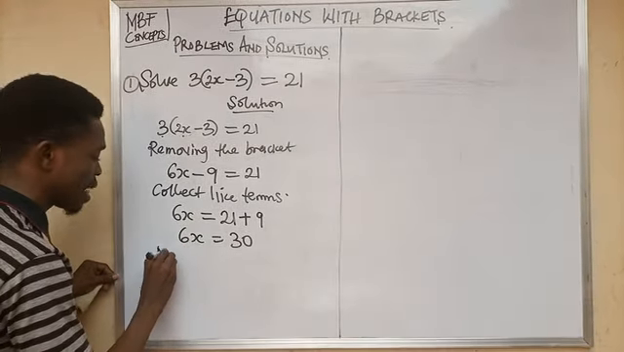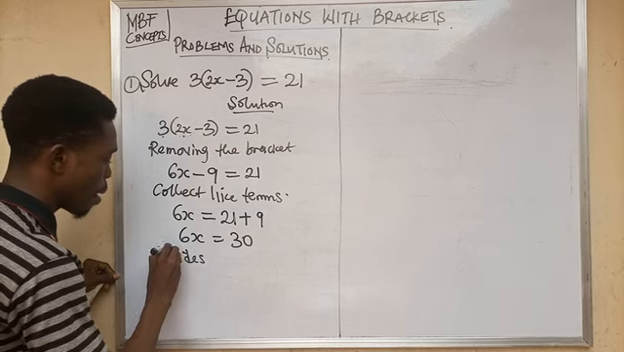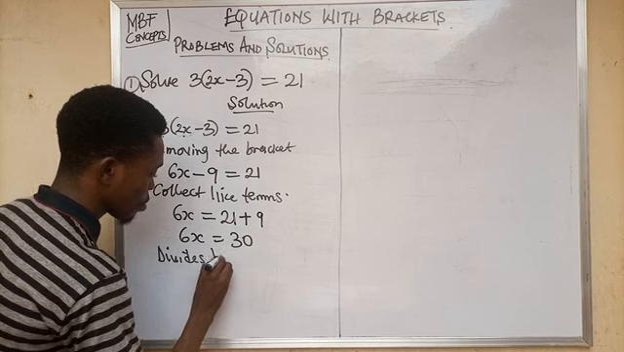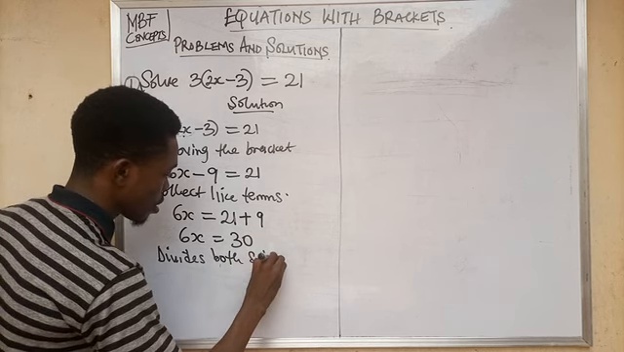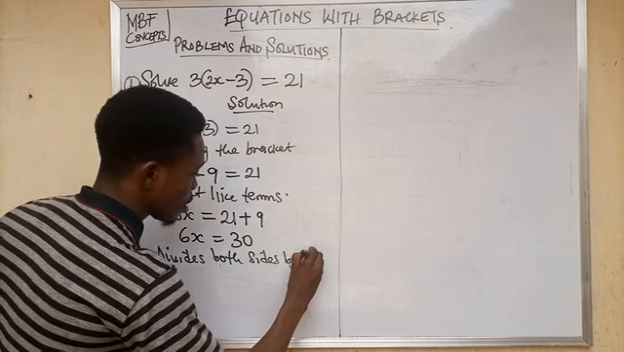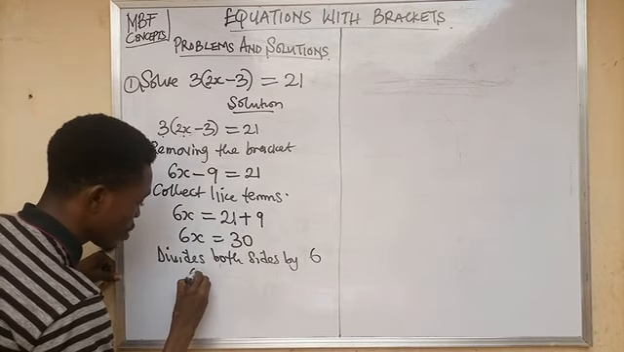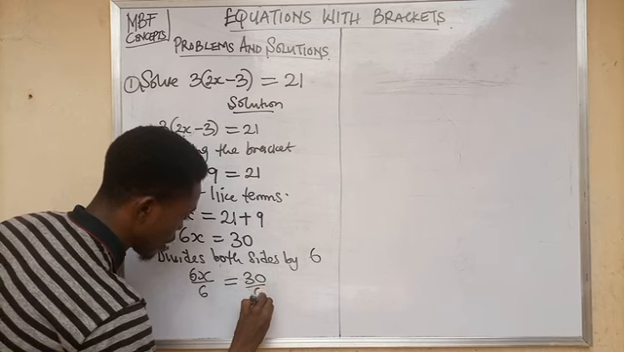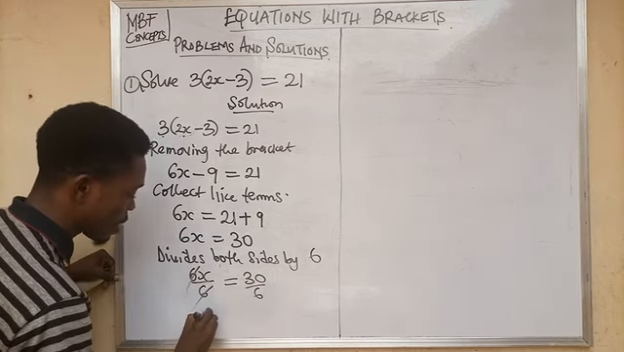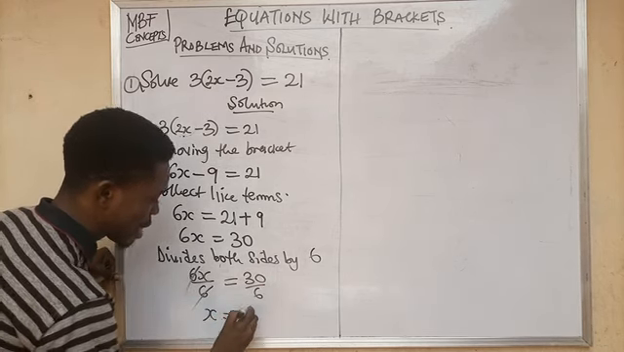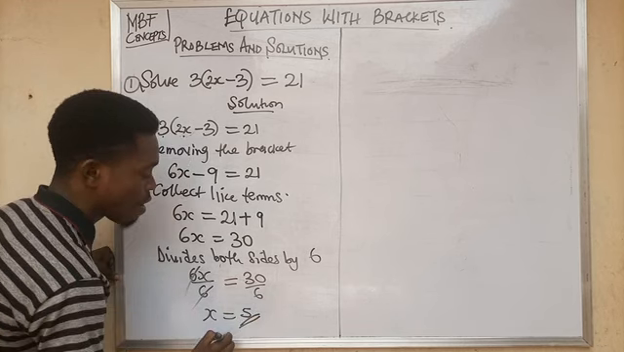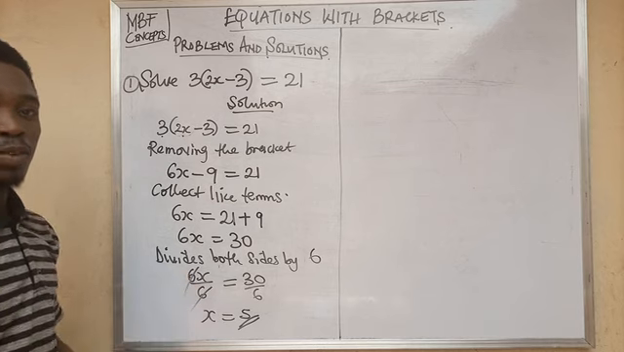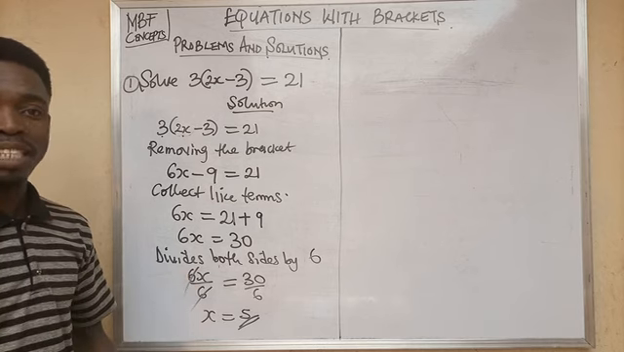We are quickly going to divide both sides by the coefficient of x. Divide both sides by 6. Then I'm going to have 6x over 6 is equal to 30 over 6. Now, guys, 6 divided by 6, I have 1x, and 30 divided by 6, we have 5. This is the simple solving for this particular question. You see how simple and how sweet it is.